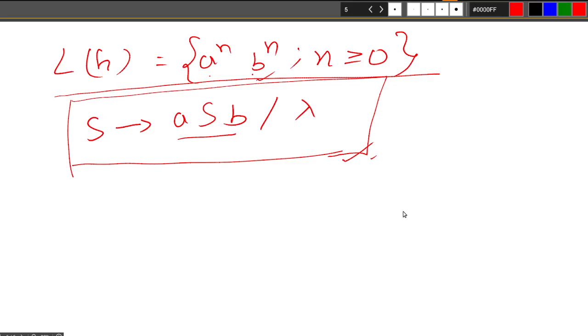Let me ask this to Sai Teja. Sai, what do you think? Yes, sir. Sir, can we write this as ABS? You can write it as ABS, but if you write the language, it will change. It will not remain A to the power n, B to the power n. It will become AB to the power n. So I think type 2. It is type 2 grammar. Yes, yes.